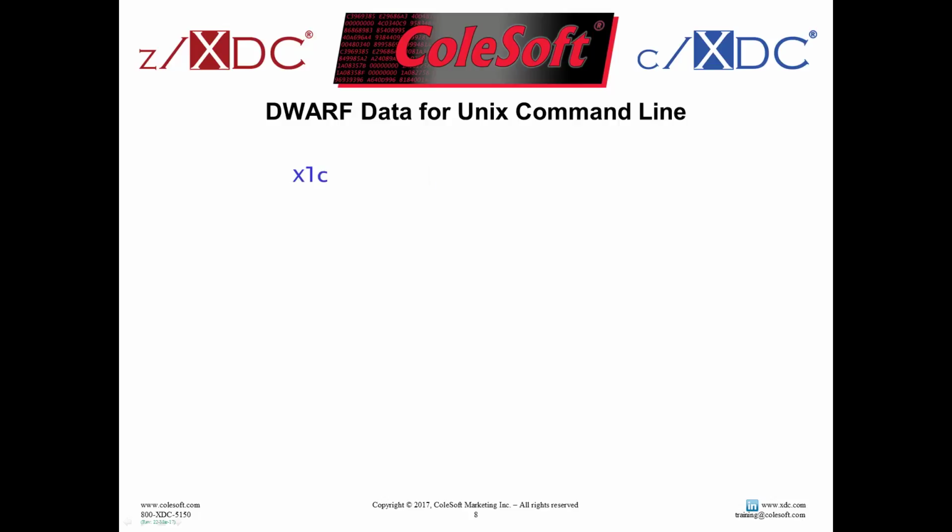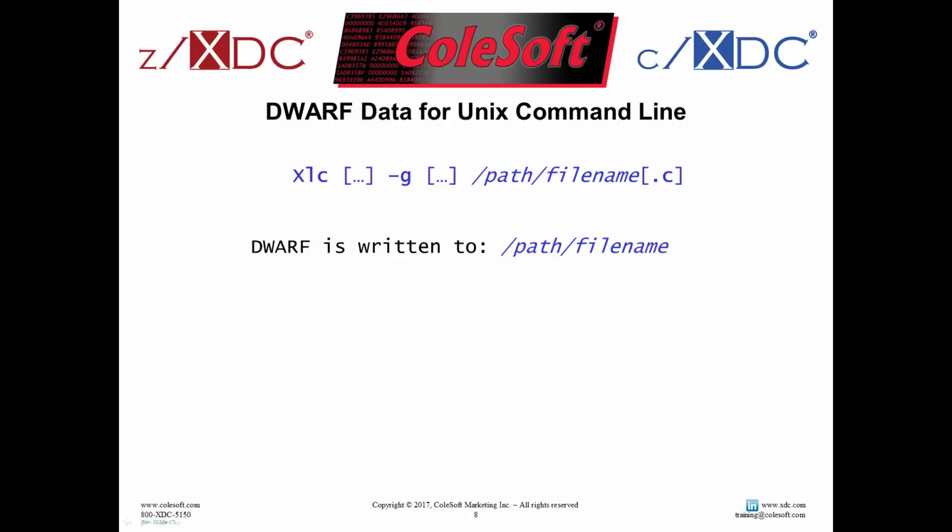When compiling your C, C++, or Metal C program under Unix System Services, use the -G switch to tell the compiler to generate Dwarf data. The data will be written to the same path and file name, but with a .dbg extension.